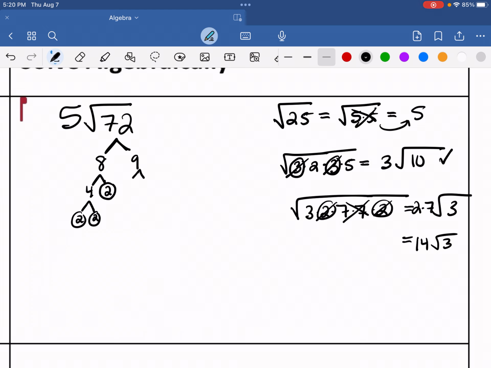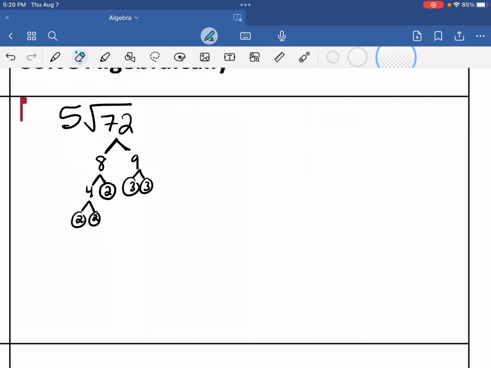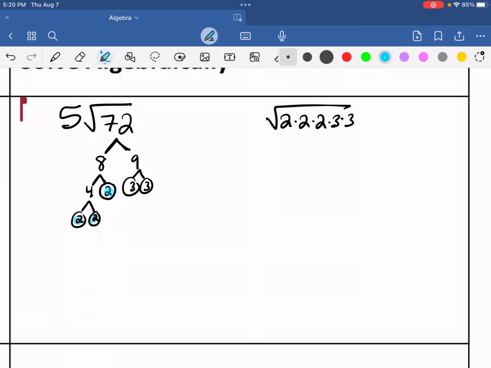What two numbers multiply to 9? 3 and 3. Those are prime. So what that means is that the square root of 72, I'm going to erase this, is the same thing as 2 times 2 times 2 times 3 times 3. I got those numbers from here, here, here, here, and here. And outside there was still a 5 already. So you're taking out pairs. I have a pair of 2s and a pair of 3s. That means they get to leave the square root. So there's going to be a 2 outside and a 3 outside.